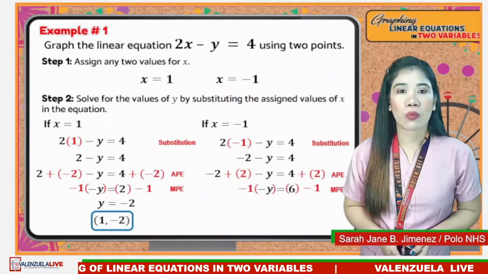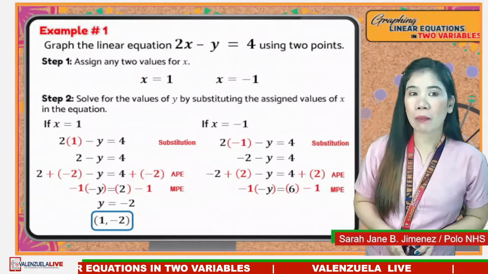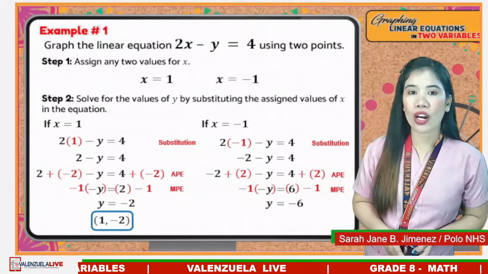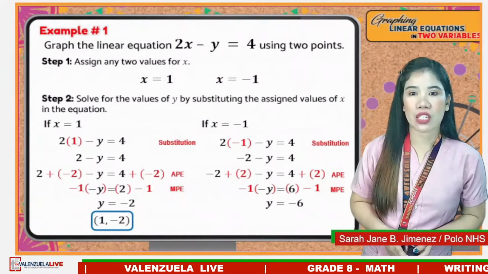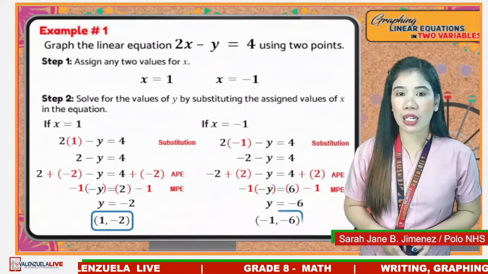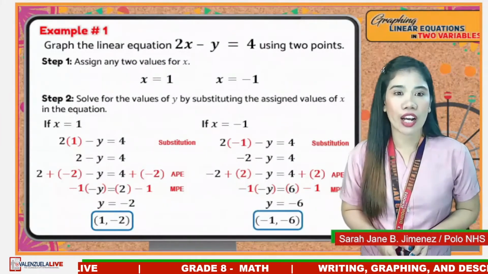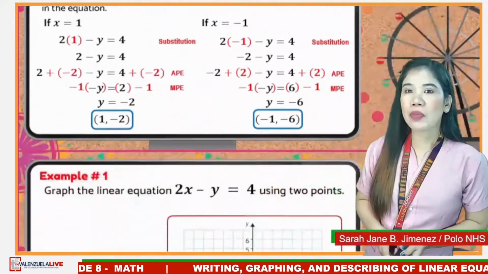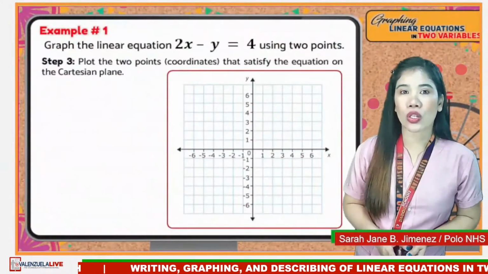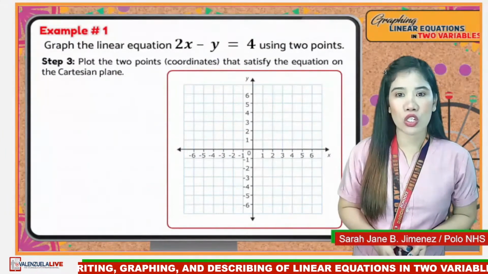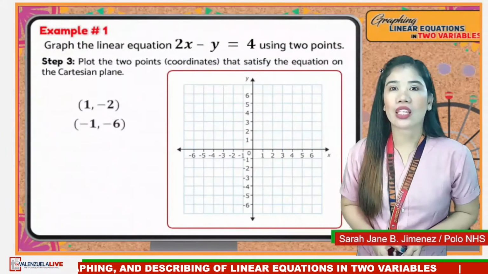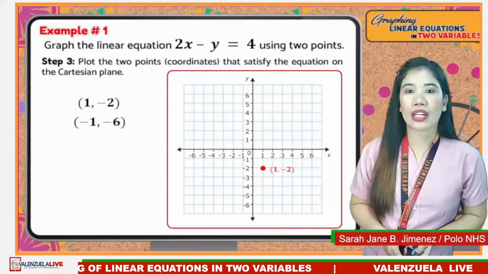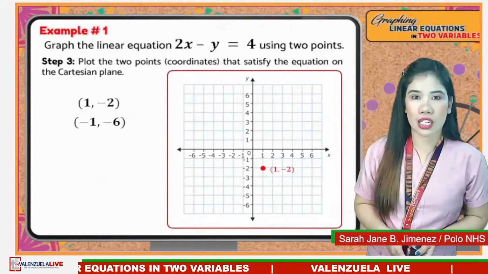Again, to make negative y be positive, use MPE and multiply both sides by negative 1. Therefore, the value of y is negative 6. The coordinates of the second point are negative 1, negative 6. For step number 3, plot the 2 points or the coordinates that satisfy the equation on the Cartesian plane. Let us plot the 2 points, 1, negative 2, and negative 1, negative 6.